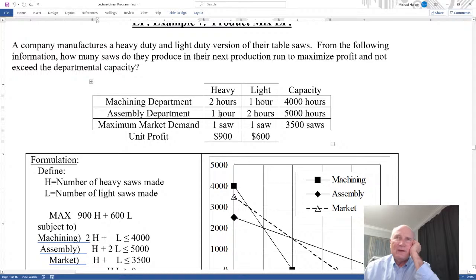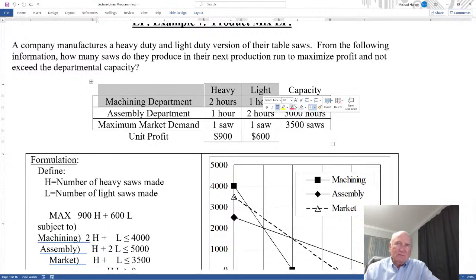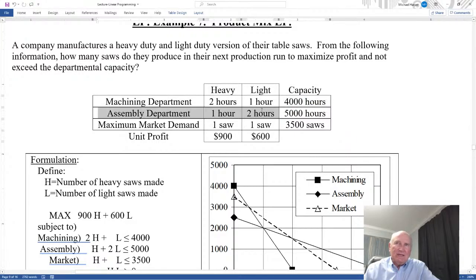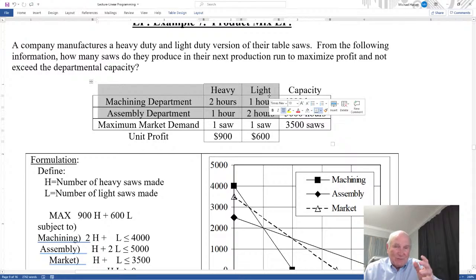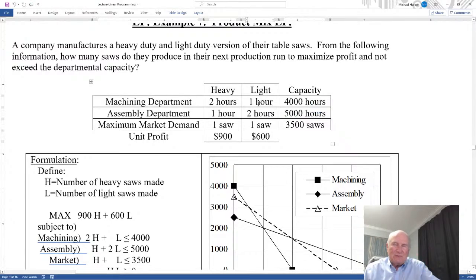For example, recognize that this 2 hours and 1 hour, this is how many hours of this department is needed for each one of those saws. And this is how many hours is needed for each one of those saws. And so notice the heavy duty version is machine department dependent. The light is assembly department dependent for one reason or the other. And I just kind of picked these numbers just to demonstrate these things. Okay, so there's your capacity.